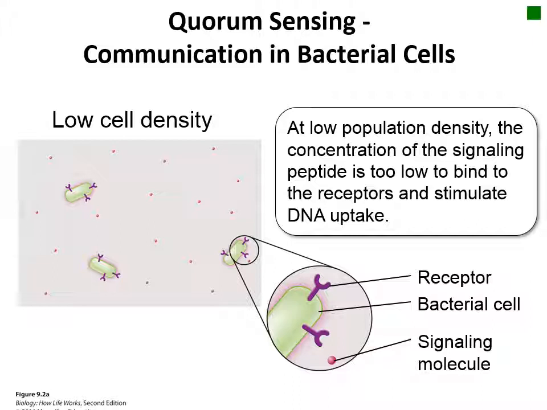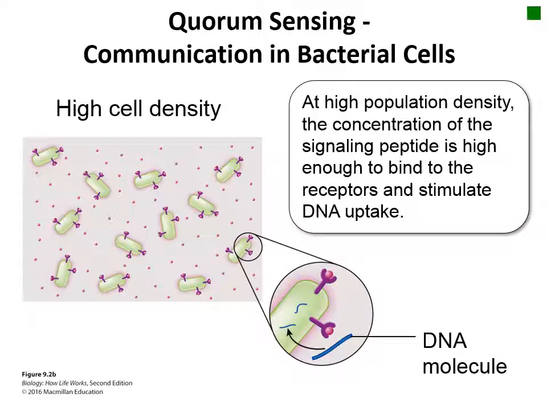When there are only a few cells in the environment, like there are here, there is a low concentration of the signaling peptide, and it diffuses away into the environment instead of binding to the receptor. However, if there is a high density of bacteria present, the peptide is made at high levels, and the result is a cellular response which causes the uptake of environmental DNA into the cell.